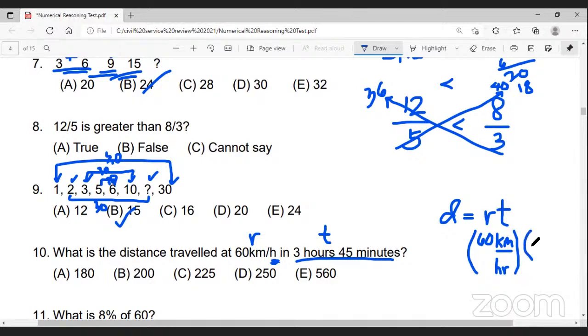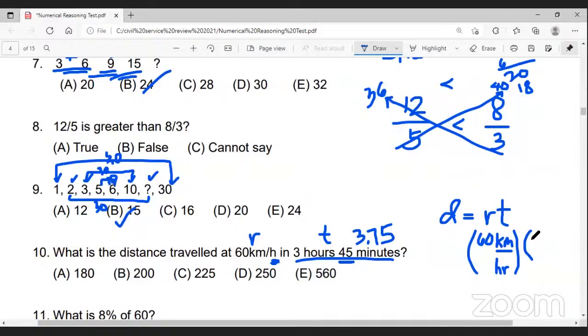If you want the decimal, it's okay. So if you would like to make it decimal, this has an equivalent of 3.75. Agree? 3.75. 45 minutes is 3/4 of an hour, 0.75 in decimal. If you make it in fraction, that is 3 and 3/4.